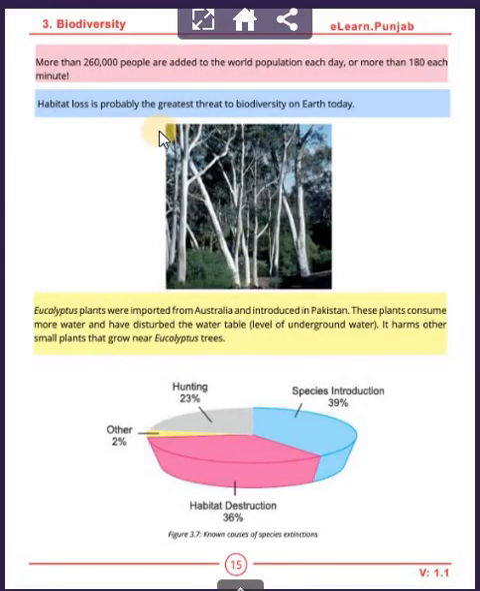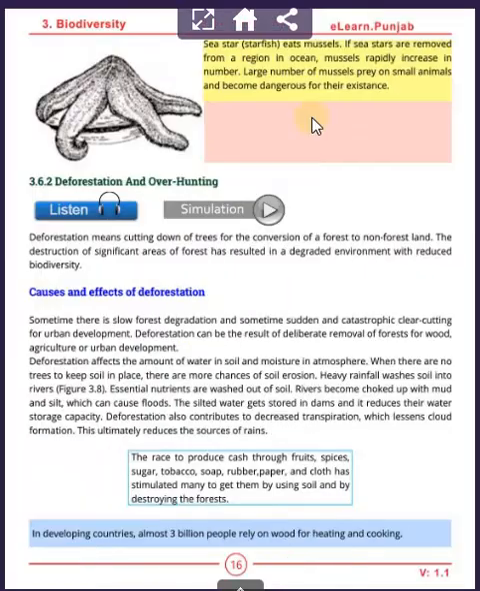In this way, habitat loss is probably the greatest threat to the biodiversity on the earth today, because of the habitat loss, the animals will move from one place to another. If they are living in Pakistan, they go to some other forest in some other country. That is also affecting our biodiversity. The main reason is deforestation. What are the causes and effects of deforestation? Sometimes there is a slow forest degradation, and sometimes sudden and catastrophic clear cutting for urban development.